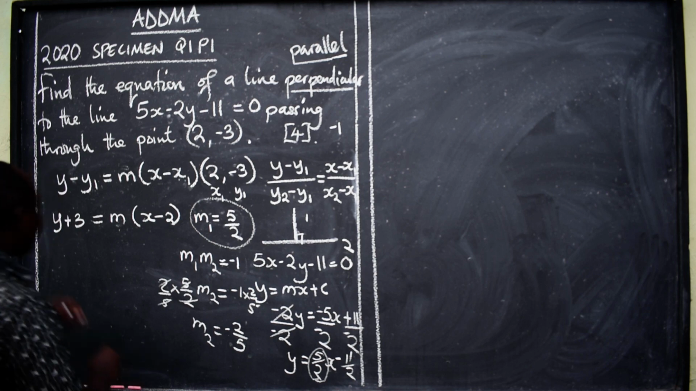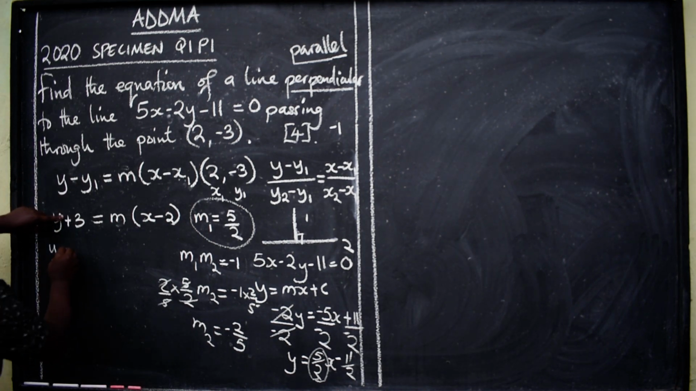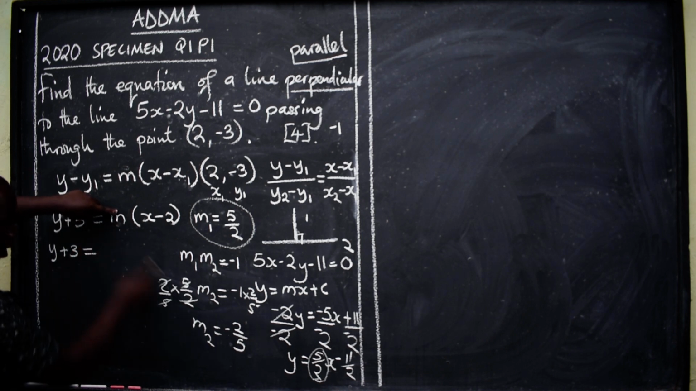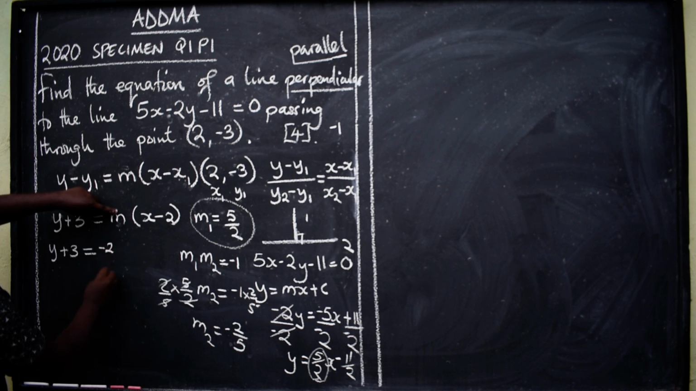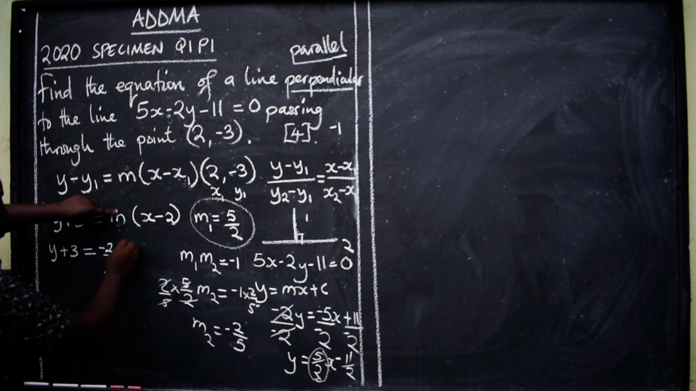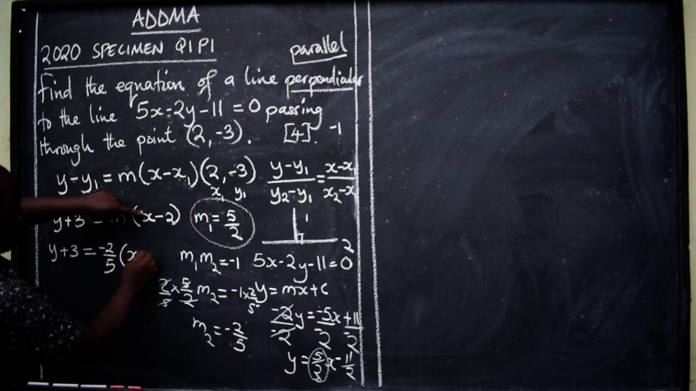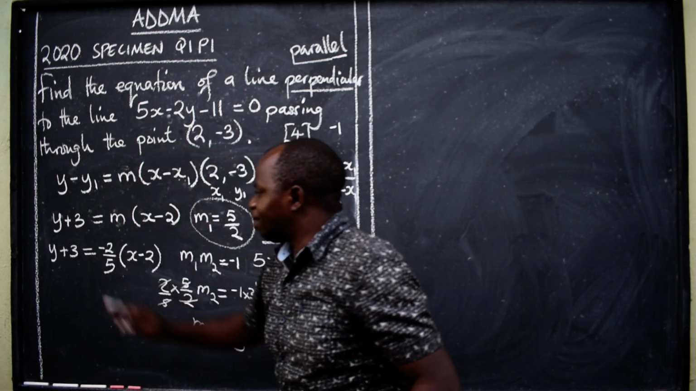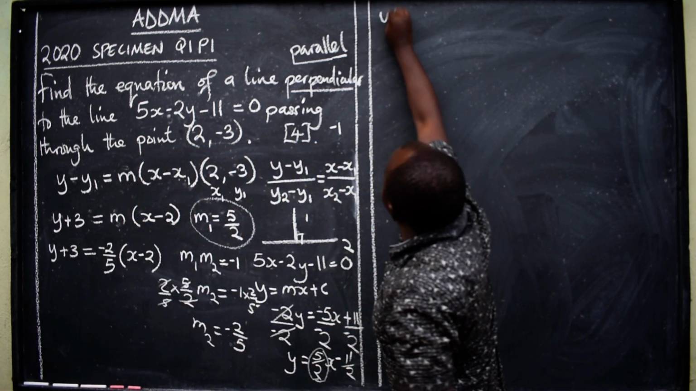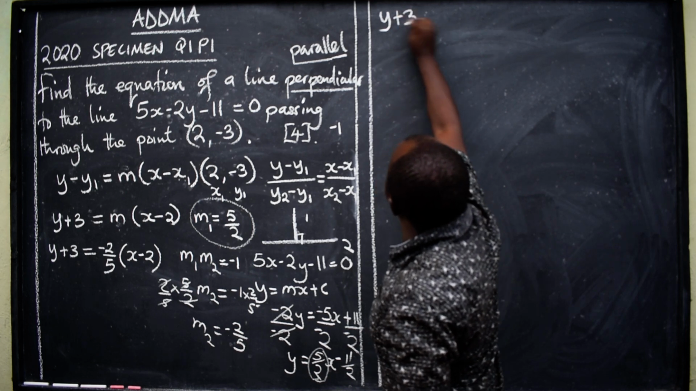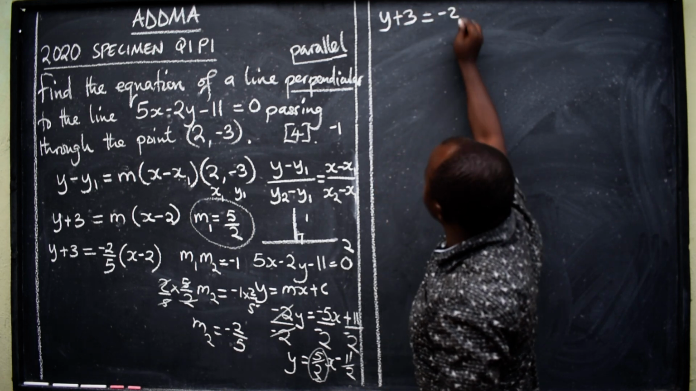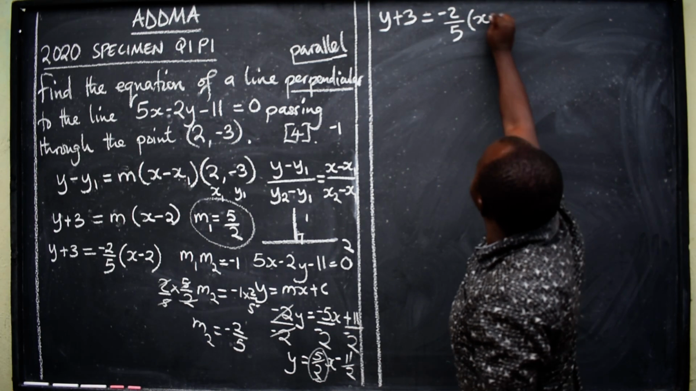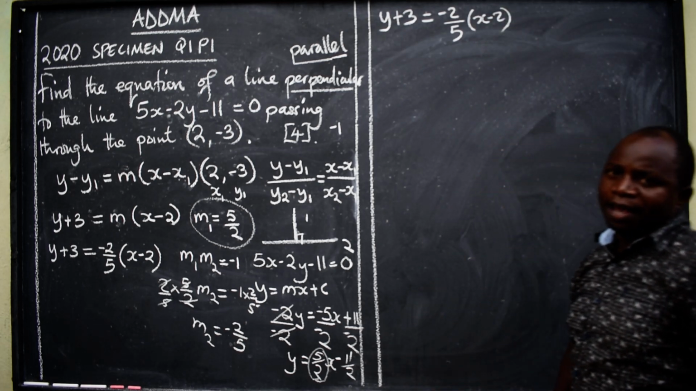Are we together? So now the equation will be y plus 3 is equal to negative 2 over 5, then we have x minus 2. Then we are just going to simplify this one here. So we have y plus 3 is equal to negative 2 over 5 times x minus 2. We simplify.